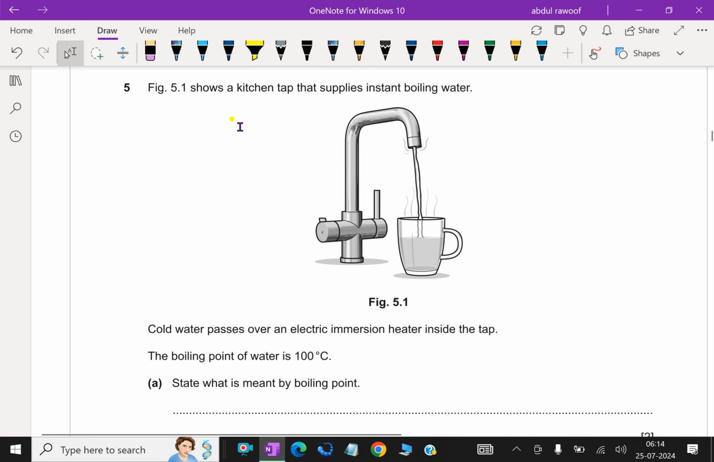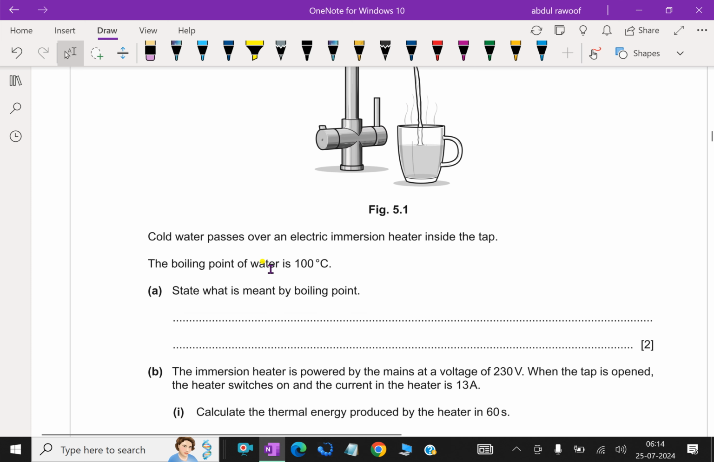Here this figure shows the kitchen tap that supplies instant boiling water. Instant boiling water means this pipe itself works as a water heater. Cold water passes over an electric immersion heater inside the tap. The boiling point of water is 100 degrees Celsius. State what is meant by boiling point.